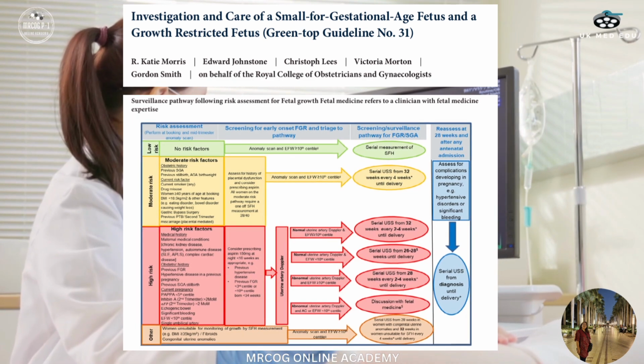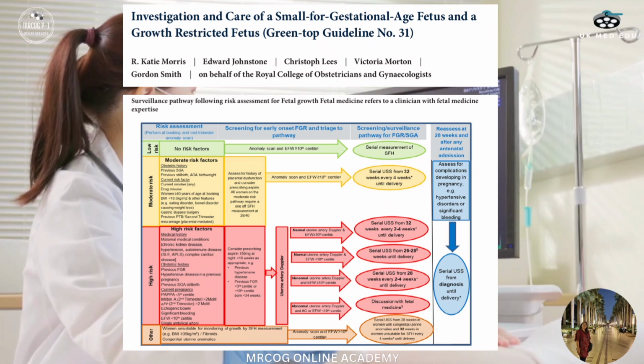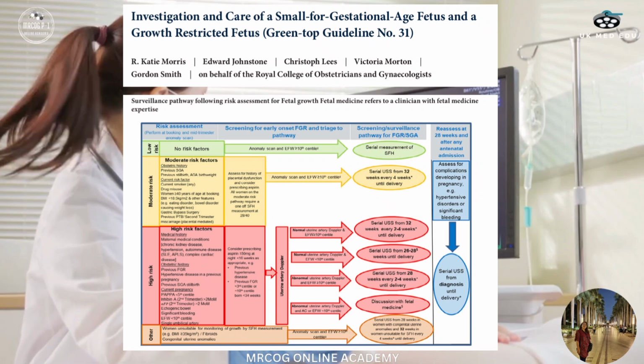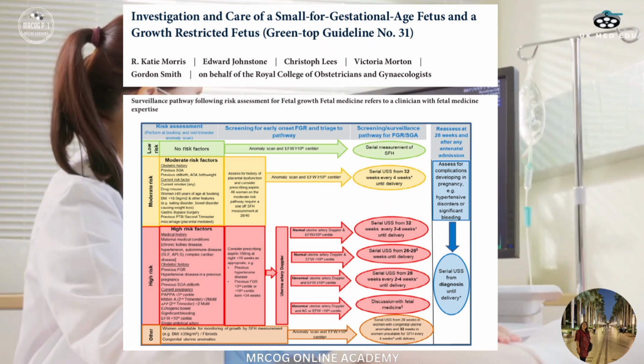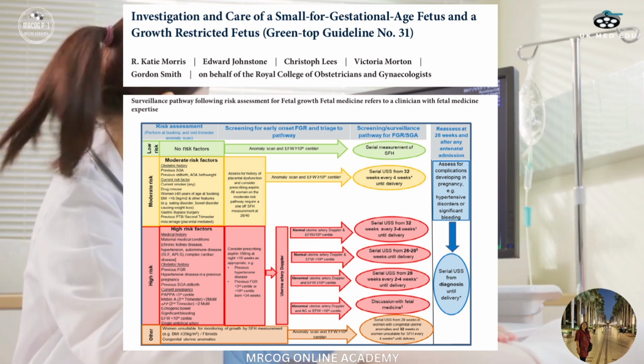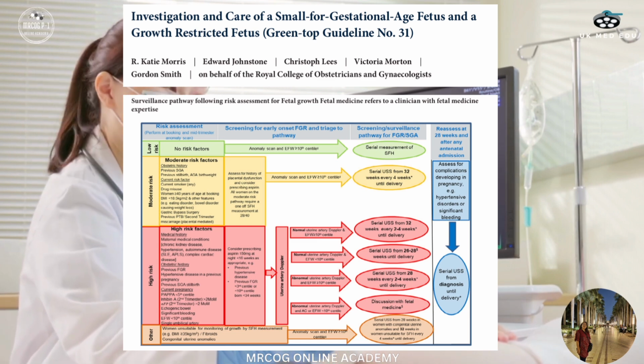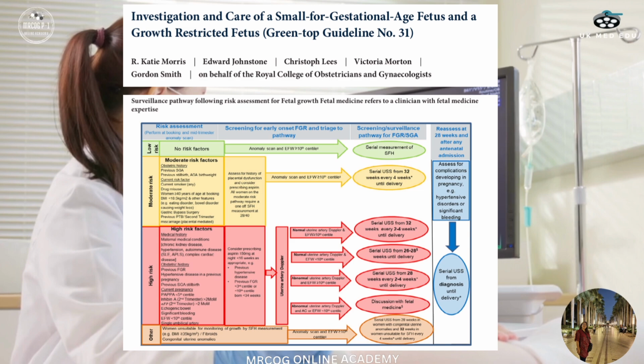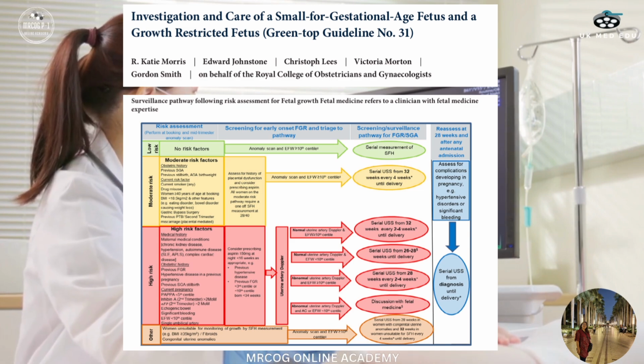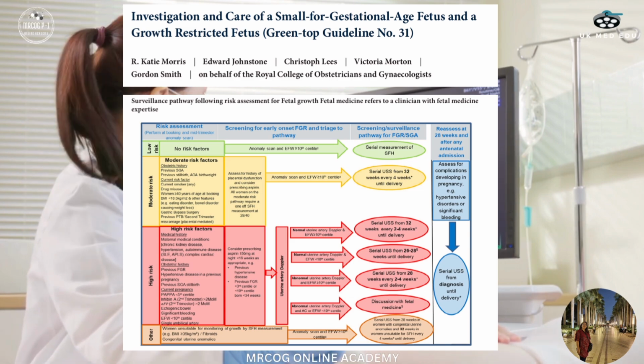Risk assessment is performed at the booking visit and during the mid-trimester anomaly scan. Based on the maternal, obstetric and fetal factors, patients are classified into low, moderate or high risk. Once the risk level is determined, we can establish the most suitable surveillance strategy.